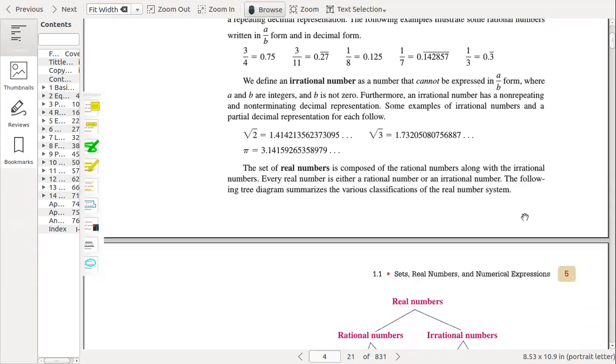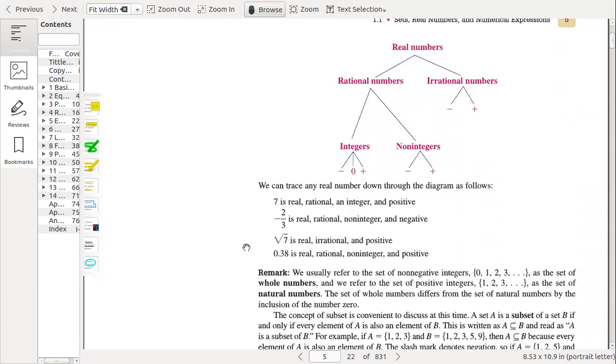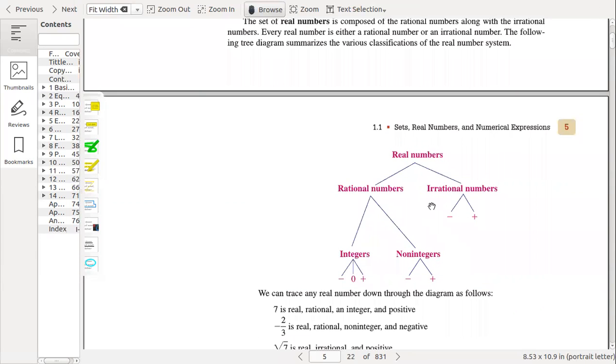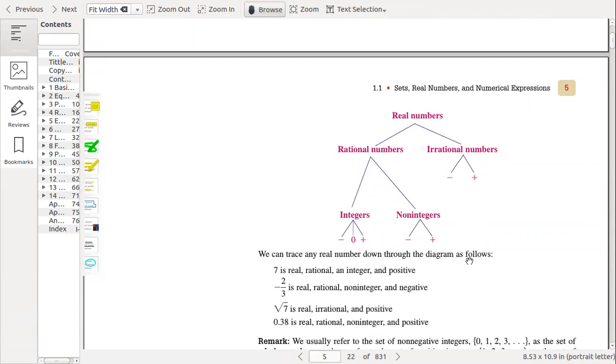So we can explain with the following diagram. Real numbers have two kinds of numbers in them, rational numbers and irrational numbers. Then rational numbers have two further kinds, integers and non-integers. In integers there are positive integers, negative integers and zero. Similarly, in non-integers there are positive and negative. And in irrational numbers, there are positive irrational and negative irrational numbers.